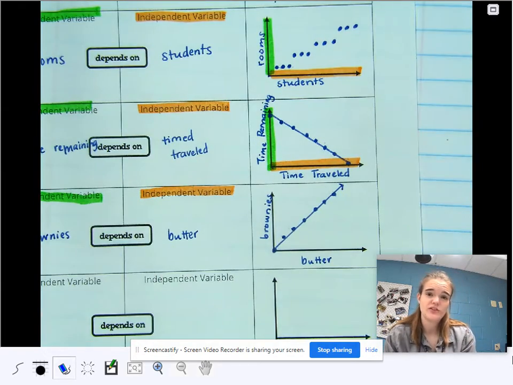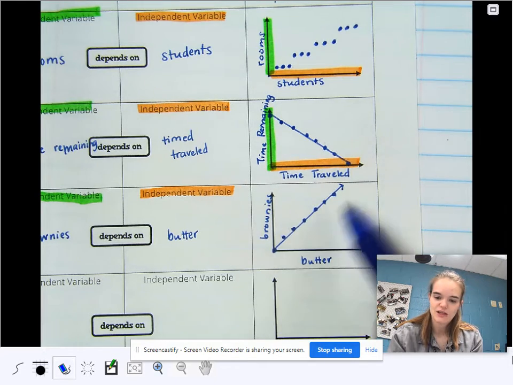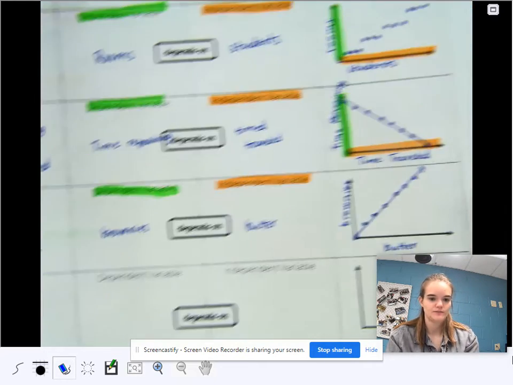This is continuous since I don't have to have butter in full sticks. I could have half a stick of butter and make half a pan of brownies. I don't know what the ratio is of butter to brownies, and it depends on what recipe you're using. But I could make half a batch of brownies. I could make just one brownie if I'm really feeling like it. So I could have any number of brownies.